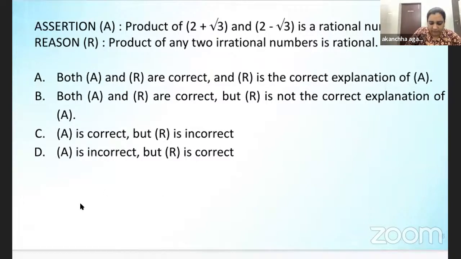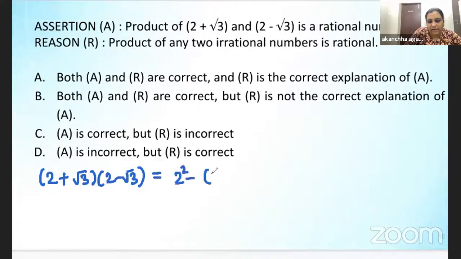So for statement 1, which is the assertion, it says that the product of this is a rational number. Let's find out the product. So which identity will we use to find the product of these two? By (a plus b) times (a minus b), which is a squared minus b squared. And we get 4 minus 3, which is 1. So do you think it is a rational number? Yes. So obviously A is correct. So option D cannot be the correct answer.